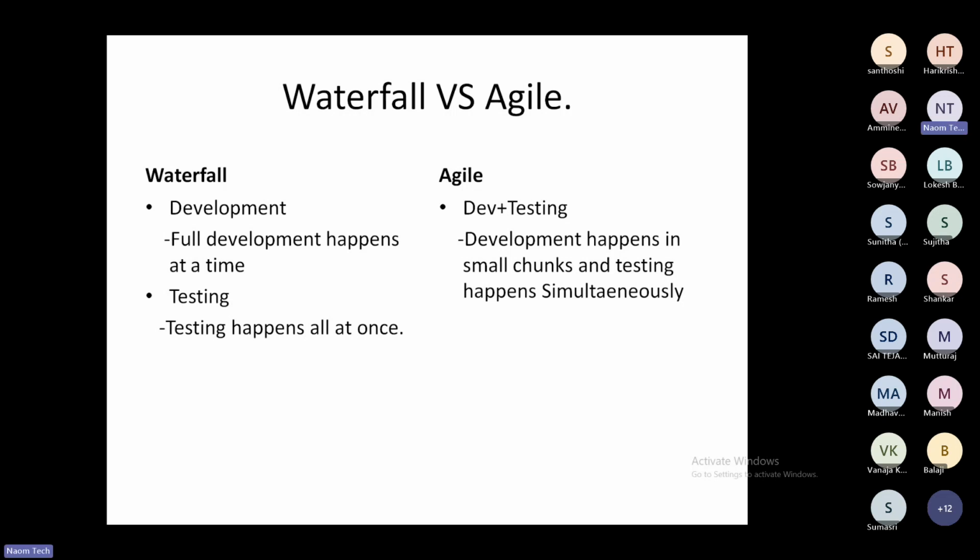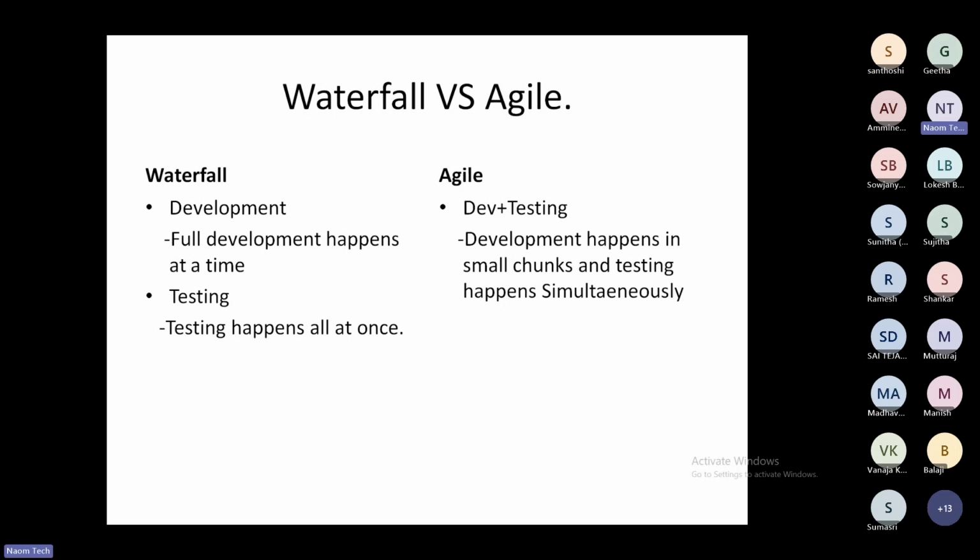So what is waterfall here? Waterfall means once it comes from top to bottom, there is no going back. Here, you do development completely, and then you go for testing completely. Complete development happens in one go, and complete testing happens in one go for a product. If it is a small product, it is fine. But if it is a huge product, then waterfall is going to affect in many ways.